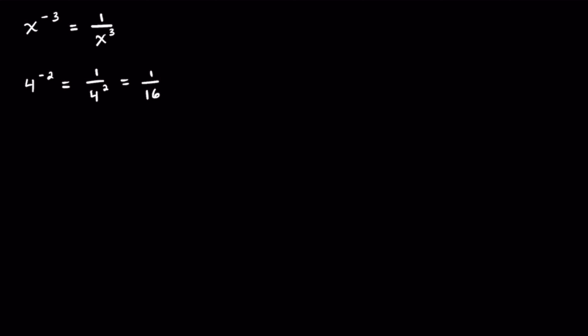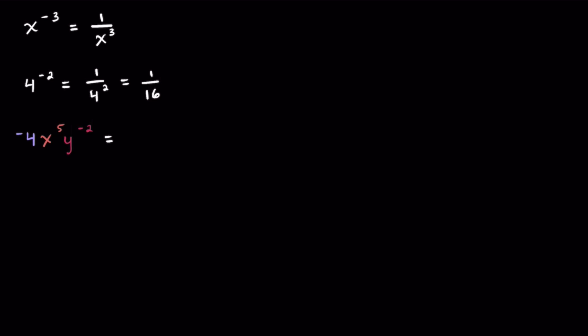So that first example just had a variable, and the second one had just a number. So let's combine the two ideas together and try a third one. For this third example, we have negative 4 times x to the 5th power times y to the negative 2nd power. Now that we're dealing with an expression that has different bases, let me go ahead and color code them differently to keep them a little bit more organized.